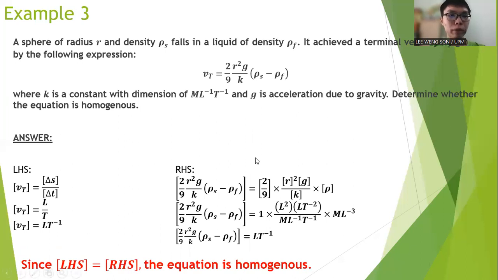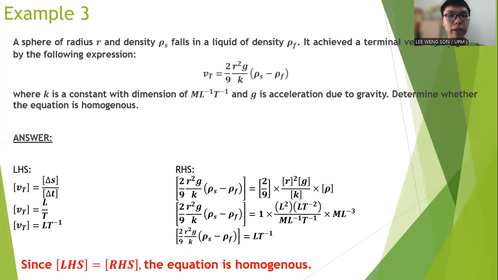The last example is quite complicated. A sphere of radius r and density rho s falls in a liquid of density rho f. It achieves a terminal velocity v given by the following expression, where k is a constant with dimensions of M L^-1 T^-1, and g is the acceleration due to gravity. Determine whether the equation is homogeneous.